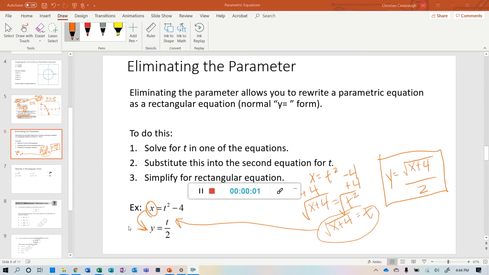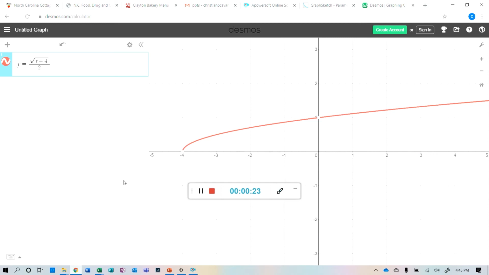Now my suggestion would be to double check and make sure that these are the same equations. So take your parametric equations and enter them either in parametric mode on your calculator or in graphsketch.com. Then take your rectangular and enter it in function mode or on Desmos. And so I went ahead and entered the equations on both. So this is my rectangular equation. It's on Desmos. It's a square root equation and starts at -4 and goes on.